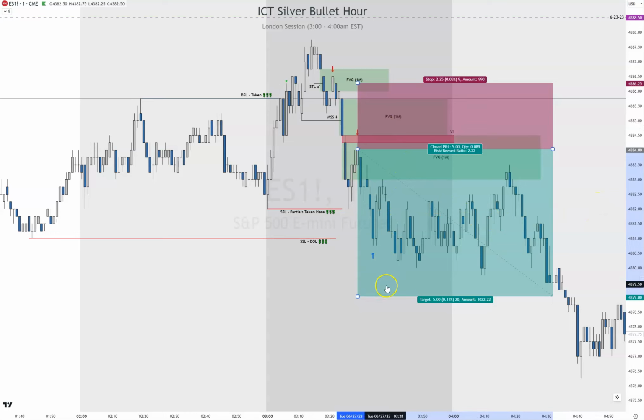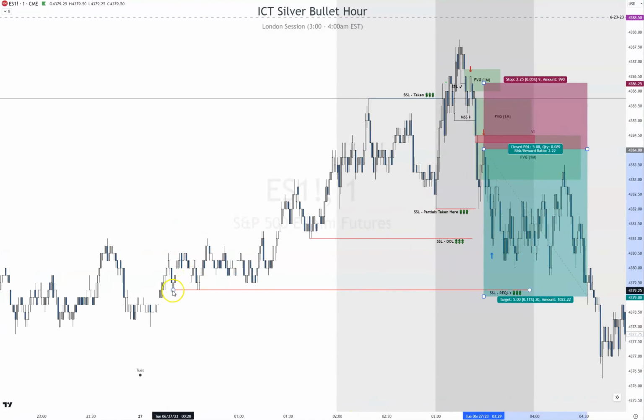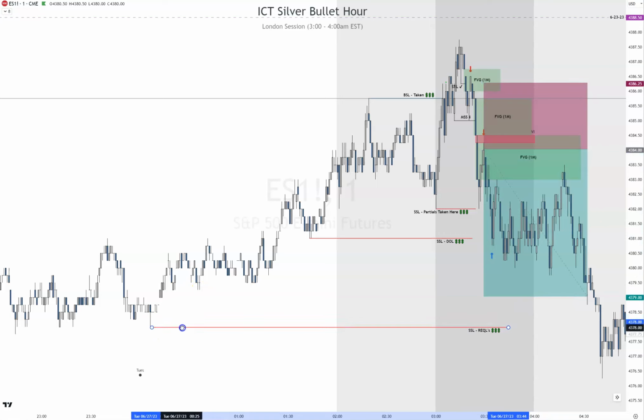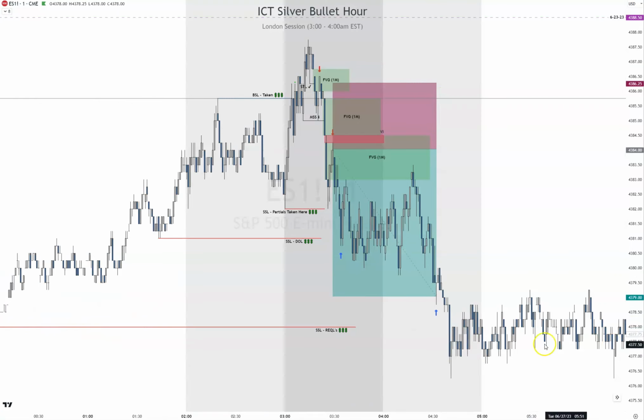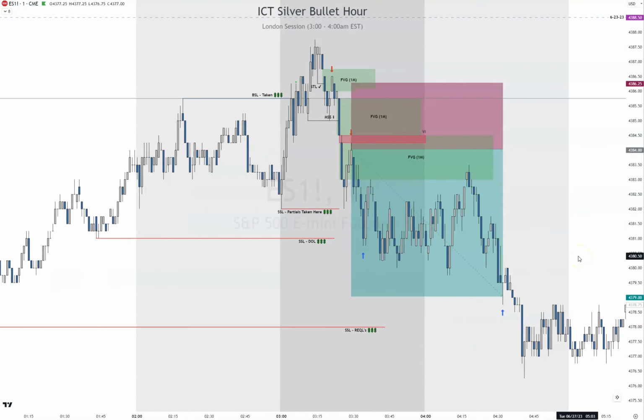Again, you'd aim for 10. I only need 5. So that's where you would get in. Your draw on liquidity would be here. Let's move that over. You've got these relatively equal lows right here. All this liquidity right here. You could aim for this down here as well, which would also be these relatively equal lows, because I would have gotten out right there since I would have aimed for 5. That is your silver bullet session for June 27th.